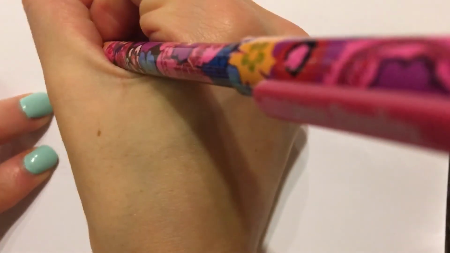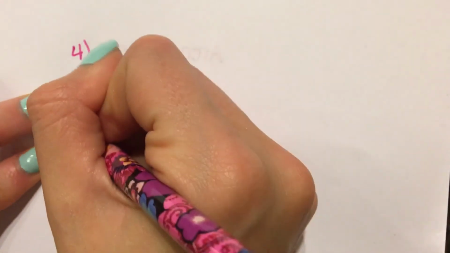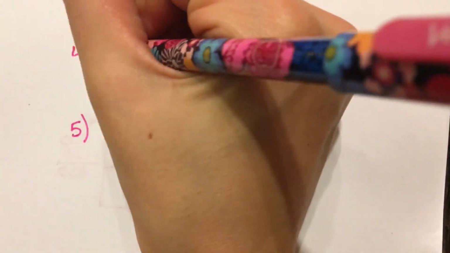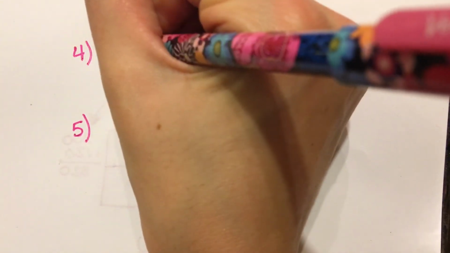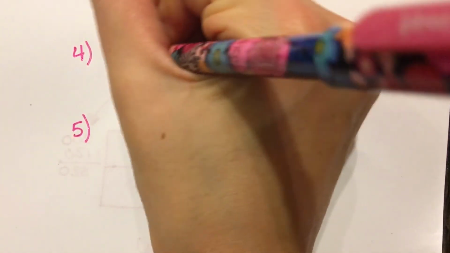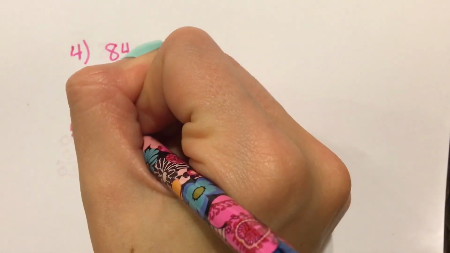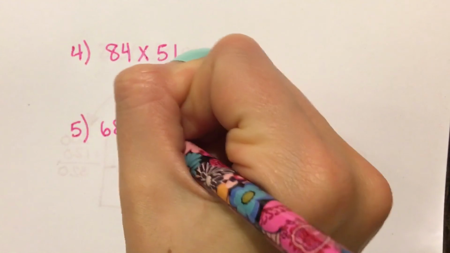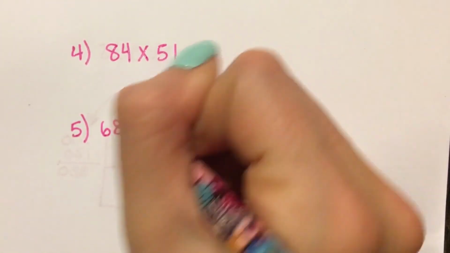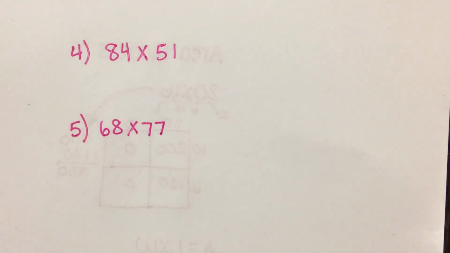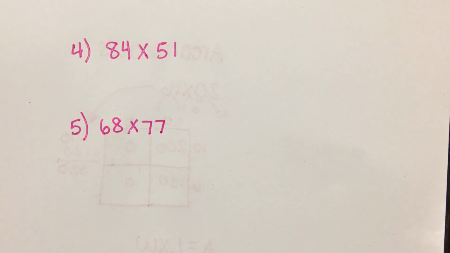Okay, if you've gotten this far, go ahead and try problems 4 and 5 on your own. These are extra ones for you to try and check on your own. Let's say I have 84 times 51 and 68 times 77. Go ahead and try these ones on your own. If you want to show them to me in class, I'll help you go over them and double check.